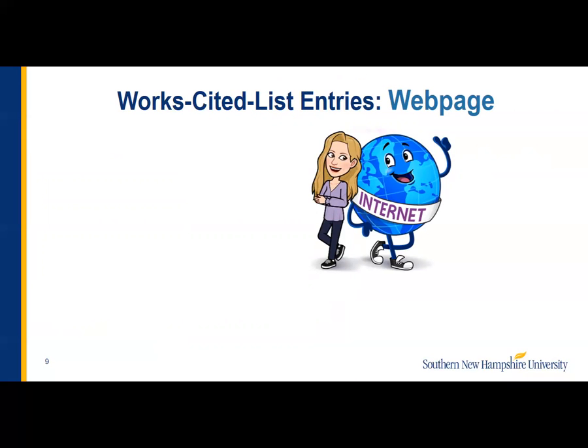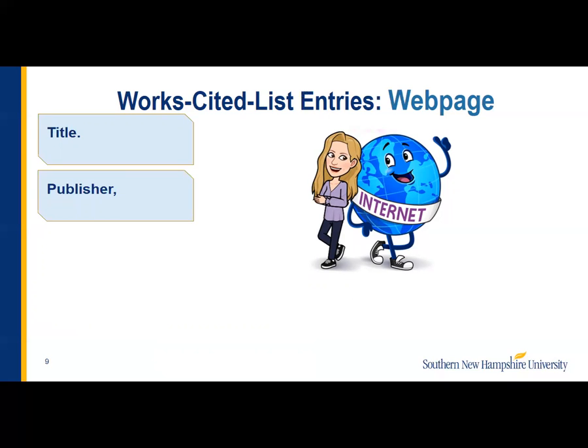When citing a web page, we always want to start with the author. However, web pages don't always have individual authors. Instead, sometimes they have organizations, corporations, or government agencies as the author or owner of the information. In this case, that group entity would be the author.